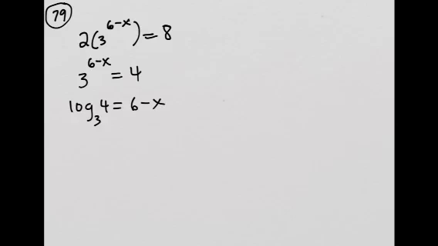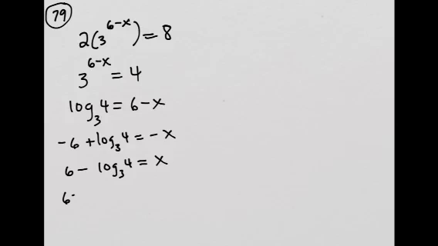And so now I'm going to subtract 6 from both sides. So negative 6 equals negative x. I'm going to multiply by negative 1. So that leaves me with 6 minus log base 3 of 4 equals x, because I multiplied both sides by negative 1. And so now this would be the exact answer.